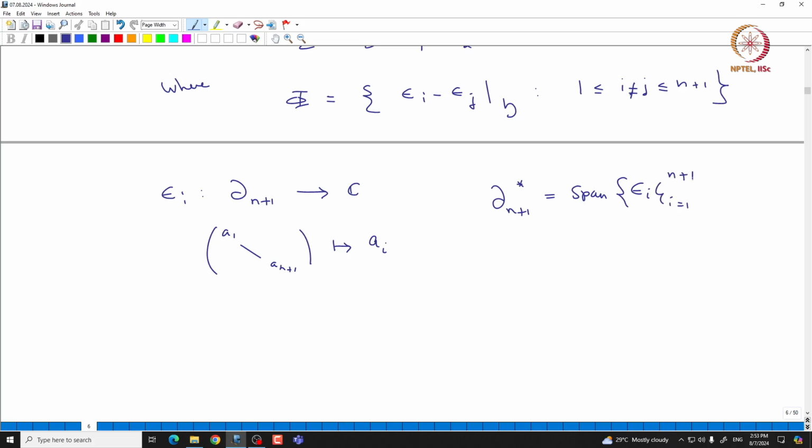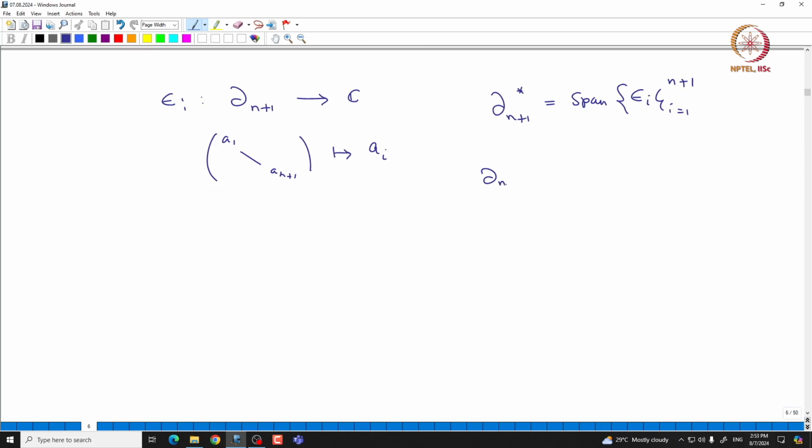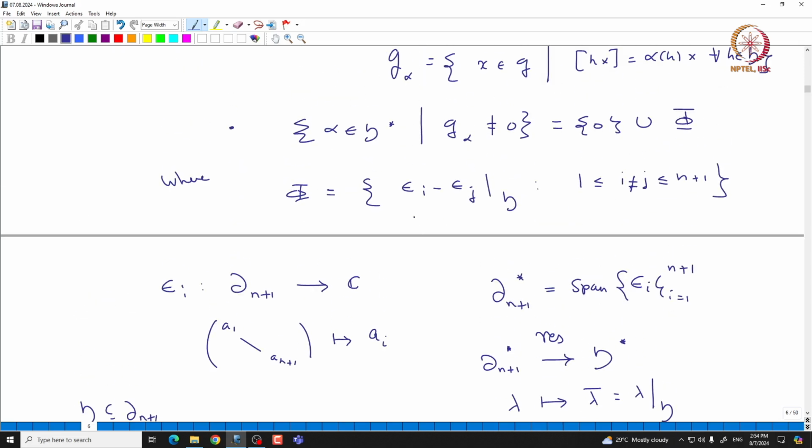Okay. So, now if we take these elements, we can actually define this restriction from dou n plus 1 star to h star. So, note that h is a subspace of dou n plus 1. So, we can talk about this restriction, which we can denote by bar. If I take lambda, then lambda bar is nothing but lambda restricted to h. Now, we can take this epsilon i and send it to epsilon i restricted to h. Okay. So, those elements only we are talking about here.